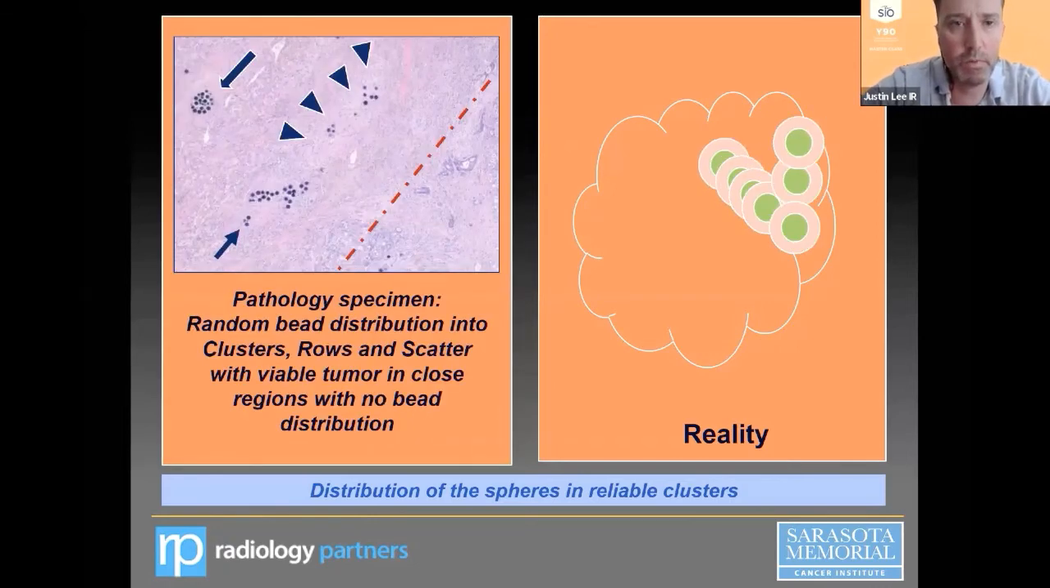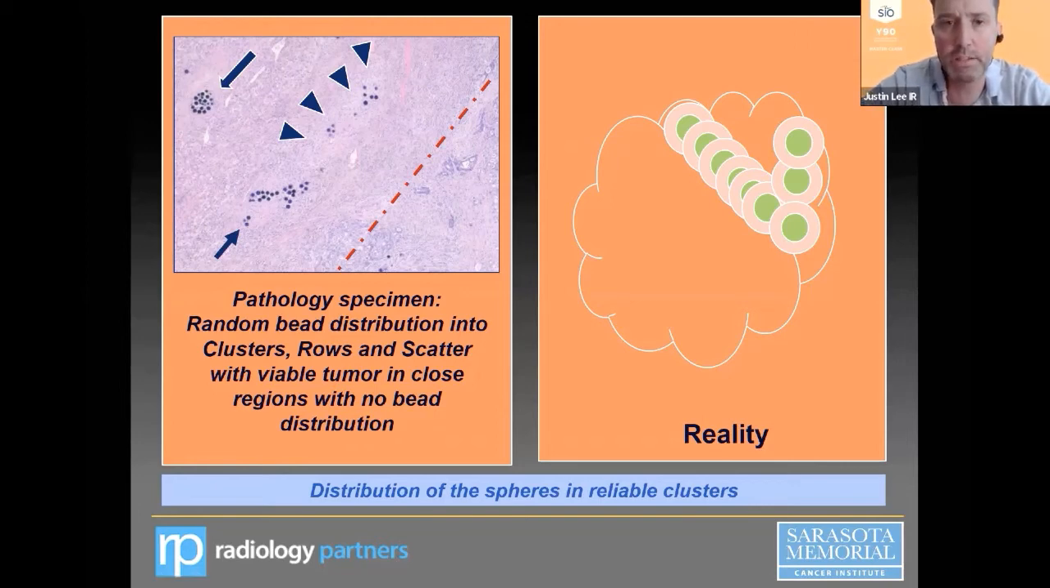This is one of a patient that I actually treated with a pathology specimen that shows the clusters of the spheres. Some of them look linear, as if they're following vascular channels. Some of them are in probably bigger vasculature. But here you can see this red line. These are tumor cells that are still viable, and there are no spheres, or there may be 1 or 2 spheres sitting over on that side of it. And so we don't get death.